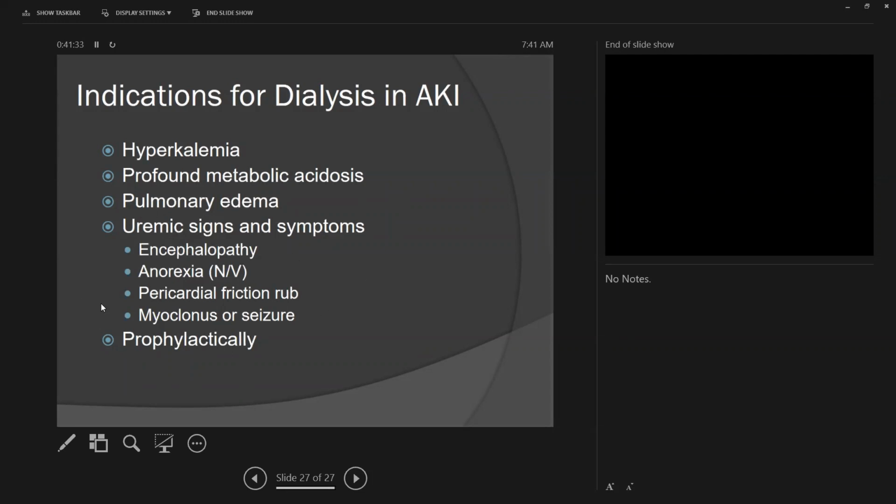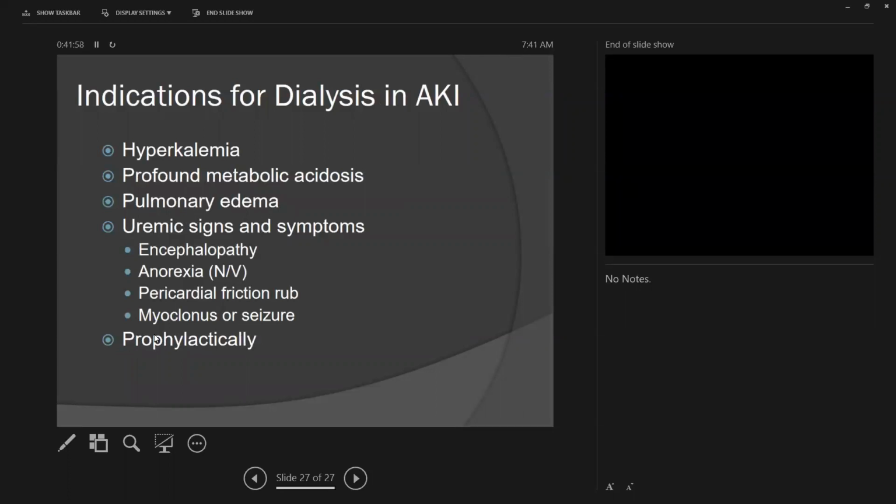Now this is a tough one. Uremic signs and symptoms, encephalopathy, where you can have encephalopathy, anorexia for a lot of reasons. Pericardial friction rub, that's pretty late in uremia. But if you have a patient with a pericardial friction rub that has an elevated BUN and creatinine, they probably should be dialyzed. Myoclonic jerking or seizures, of course, that would be an indication.